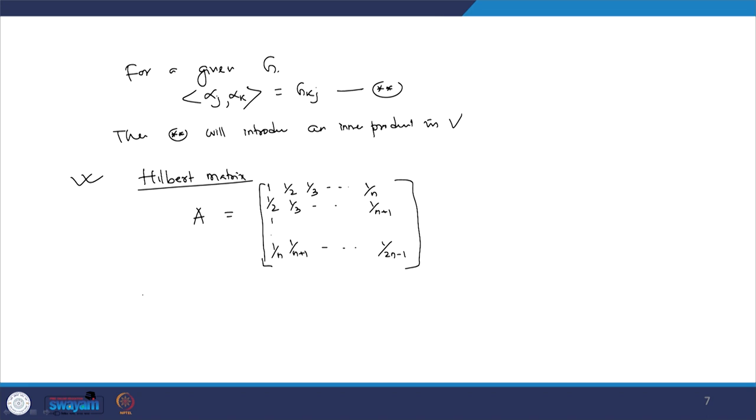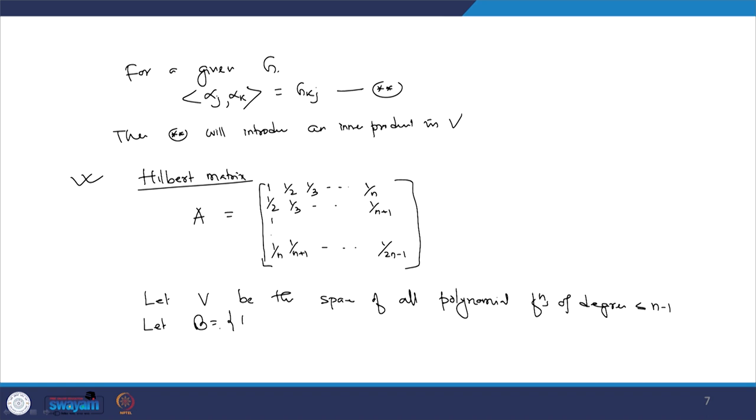So, now let us see what is that space and what is that inner product which will give this matrix. Let V be the space of all polynomial functions of degree less than or equal to n minus 1. So, let B equal the standard ordered basis in V, that is 1, x, x square, up to x to the power n minus 1. So, I have taken a vector space of dimension n, accordingly I have chosen an ordered basis B equal to 1, x, x square, up to x to the power n minus 1.